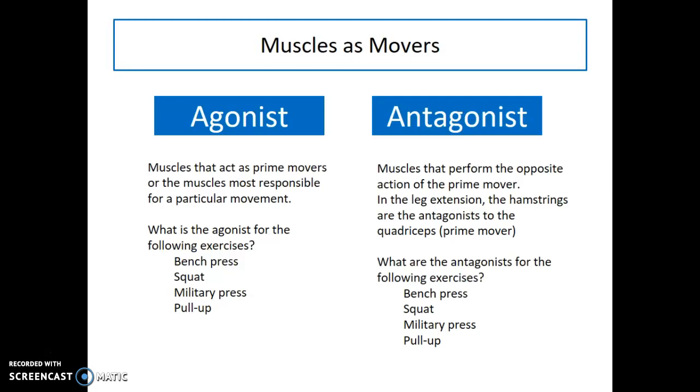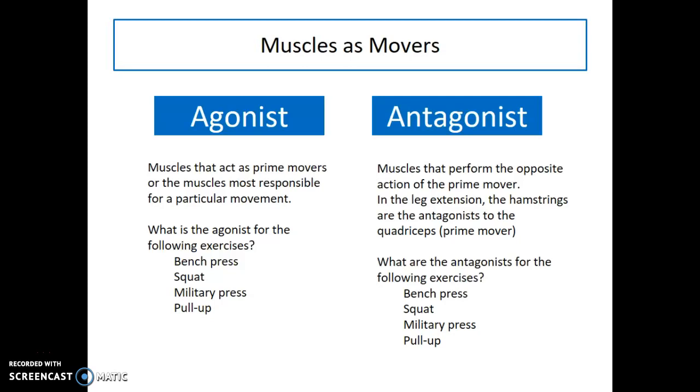So when we are thinking of a bench press, the main prime agonist would be the chest muscles, the pecs, as well as the pec minor. Now, the antagonist of the bench press, the opposite action of the prime mover. As an example, this one talks about the leg extension. The hamstrings are the antagonist to the quadriceps, which are the prime mover during a leg extension.